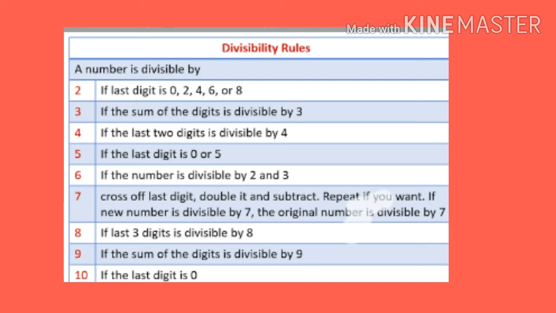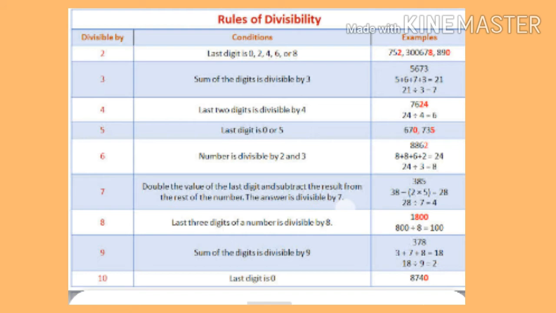Now we are going to see examples of all the rules. Here you can see the table. First of all we are going to see the rule of 2. See, all the numbers are given. In the first one, the numbers at ones place are 2, 8 and 0. All these numbers are divisible by 2.